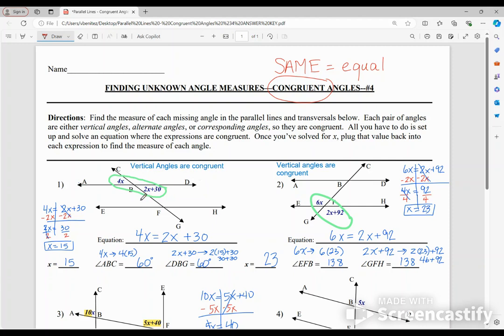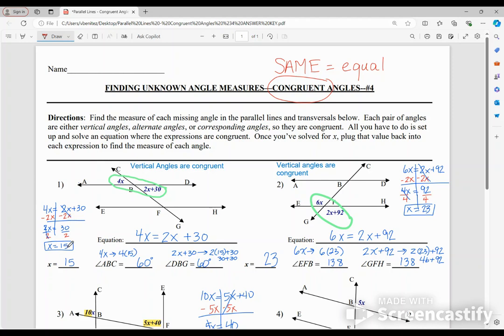So that tells me that I can set up the expression 4x equal to 2x plus 30 and then use algebraic steps to solve for x, which you see the steps right over here. Whatever we do to one side, we have to do to the other. We end up with x is equal to 15.